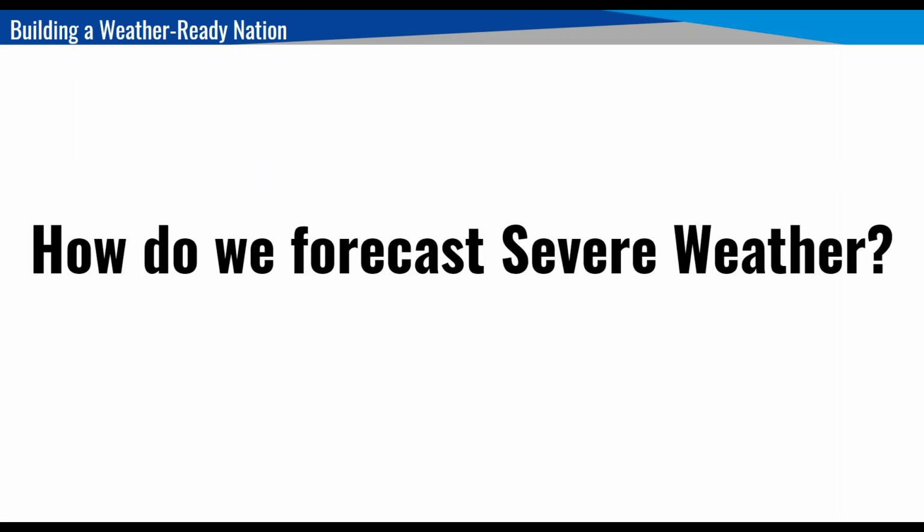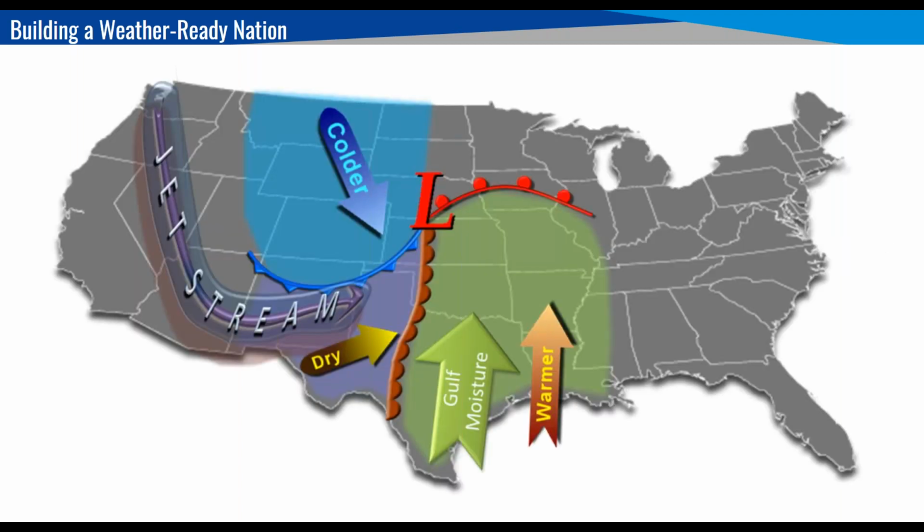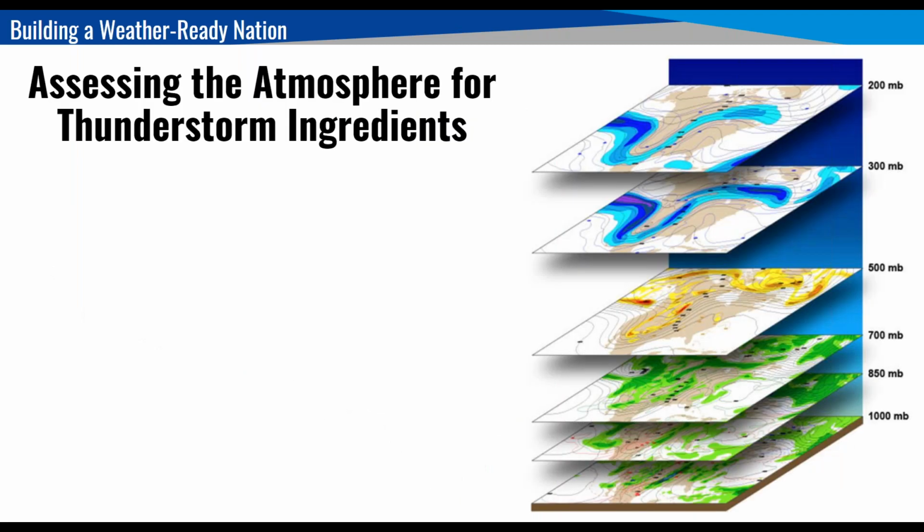So moving on to the next section here, how do we forecast severe weather? Today I'm going to take you through some of the basics of what goes on behind the scenes when forecasting severe weather. This graph has lots of information on it, but you can see that it shows some of the main ingredients that I will be discussing that go into severe weather hazards. Everything from fronts to jet streams to Gulf moisture and warmer air being pushed in.